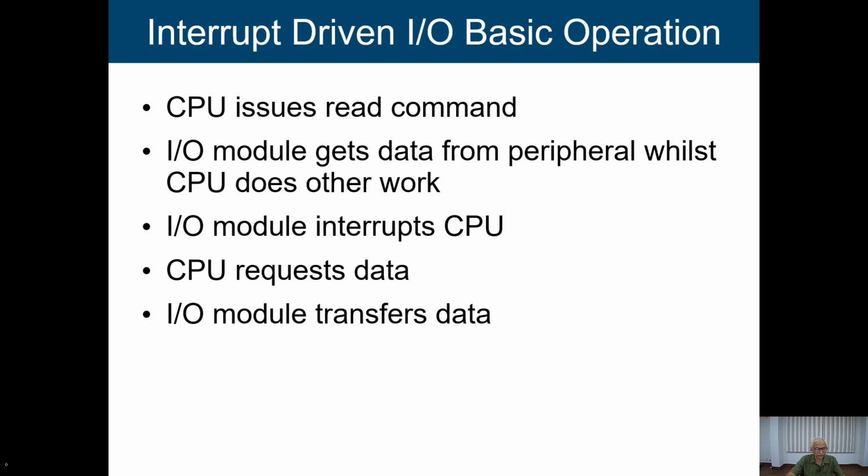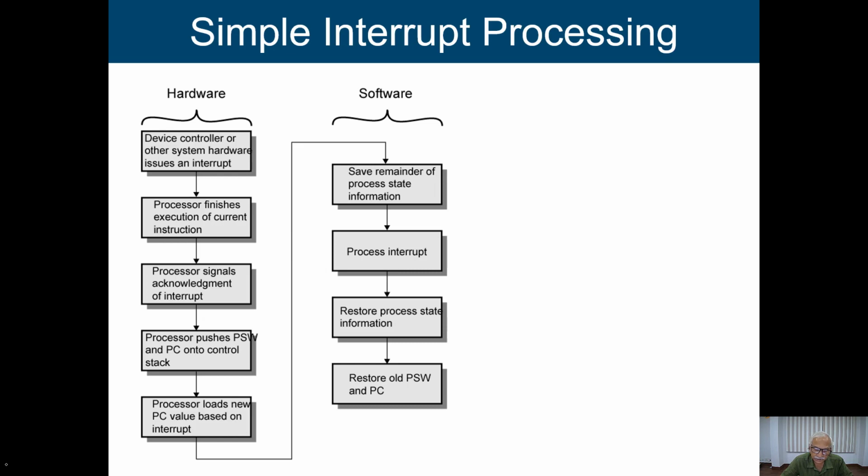So when it is ready, what will happen? The I/O module interrupts the CPU. Then the CPU requests the data. It initially started with a command. Now when the I/O module interrupts, the processor requests the data, and then the I/O module transfers the data. So these are the basic steps or basic operations that we do in interrupt driven I/O. First the request comes from the CPU. If everything is ready, the I/O module interrupts the processor, then the CPU requests data, and the I/O module transfers the data.